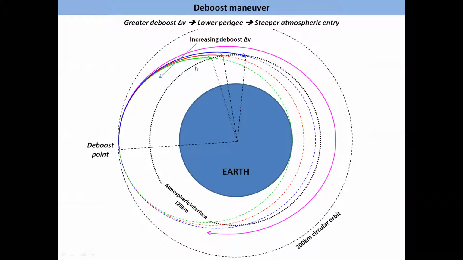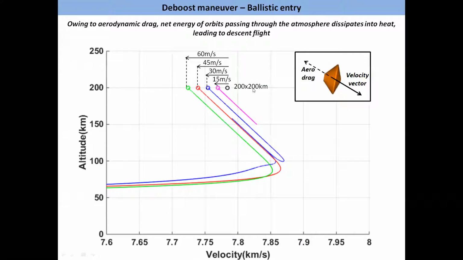So a greater deboost delta V would correspond to a lower perigee of the deboosted orbit, which simultaneously would mean that the payload enters the Earth's atmosphere in a steeper fashion, at a steeper flight path angle. Now, when you have atmosphere, as the vehicle descends in altitude, it encounters aerodynamic drag and its kinetic energy dissipates, its velocity decreases. And if the perigee is low enough, it will enter into the atmosphere and will never go back up.